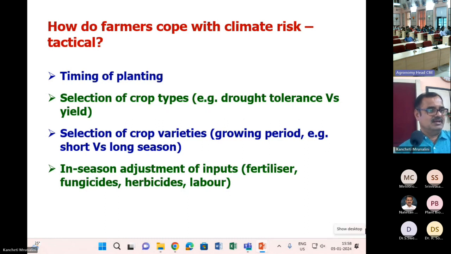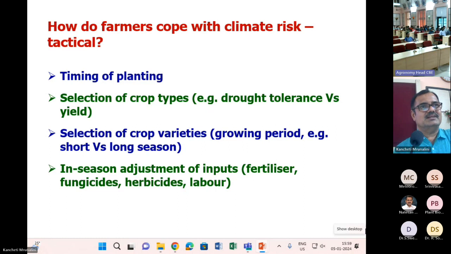And in-season adjustment of inputs: fertilizers, fungicides, pesticides, labor, herbicides, like that. Because once the crop is sown, in between, if there is a dry spell or excess rainfall or a severe outbreak of pest and disease, some number of risks are there. If you consider the season as one of the risks, like drought, farmers have to apply a lesser amount of fertilizer. Under limited soil moisture, if you apply more inputs, the crop will not give more yield.